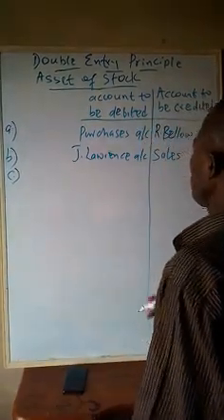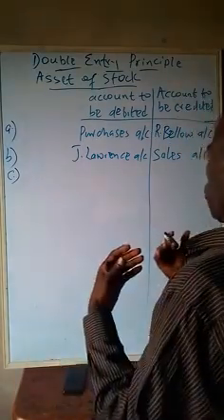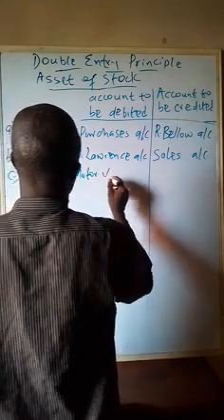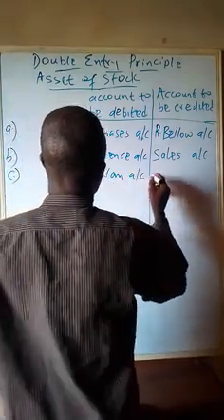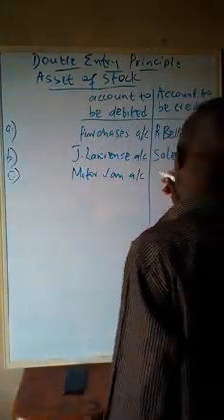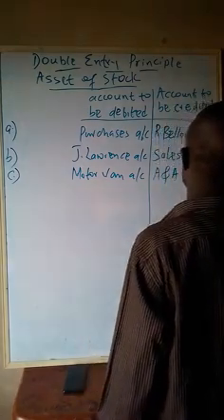Then C, motor van bought on credit. Here motor van bought, that is, we bought motor van. Motor van is increasing. We debit motor van account. Bought motor van on credit from A&A Limited. A&A is the seller. We bought from A&A. A&A is giving out.